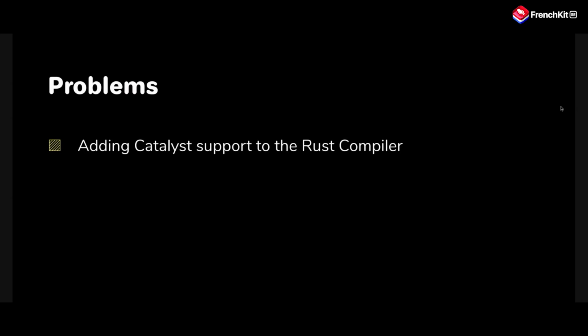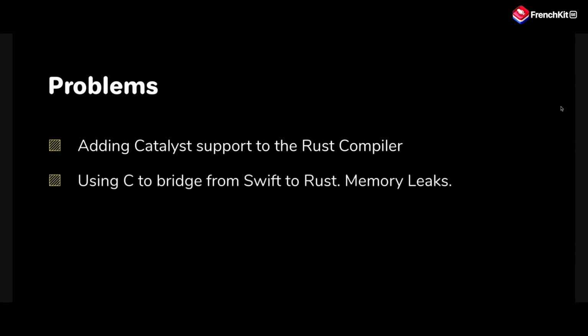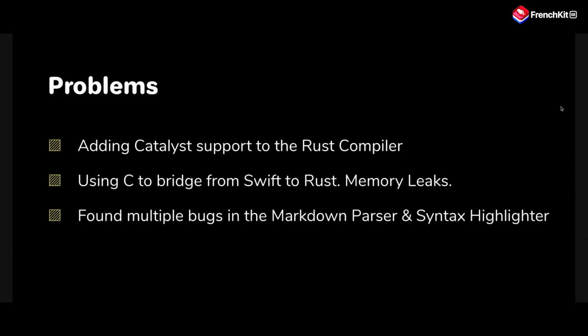So now I have actually contributed something to the Rust compiler because I needed that to continue with my app. That was not a nice experience because I'm not a compiler engineer. And then I'm using the C language and C API to bridge from Swift to Rust. That can lead to memory leaks, so I have to be extra careful here. And there were also multiple bugs in the Markdown parser and the syntax highlighter that I had to fix. The upside is I could fix it, right? With the Apple framework, you have to wait for the next year. I could just create a pull request.